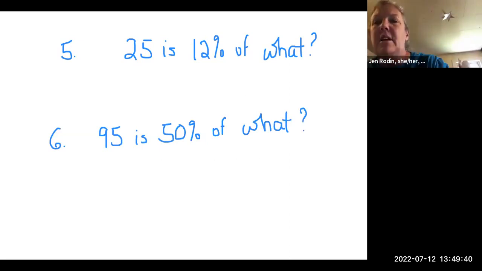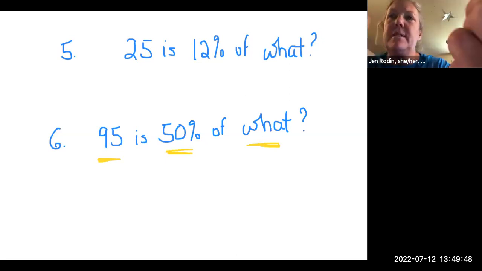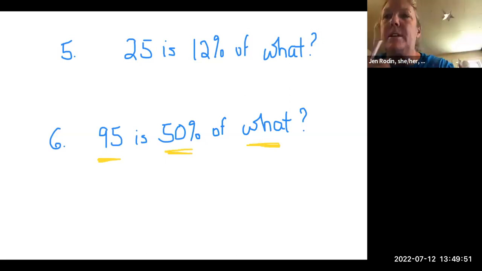So you see, all of these percent problems have a part, the whole, and the percent. So they all have three things. So there's going to be one missing number. So that's the three types.